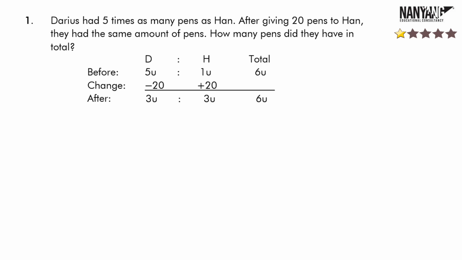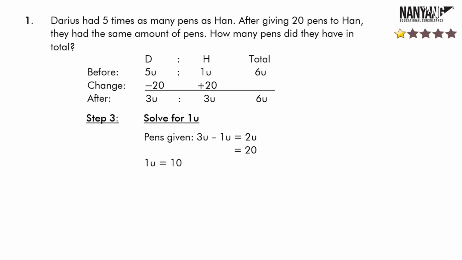Now with this new table, we can move on to step 3, which is to solve for 1 unit. Let's see the number of pens given, the change. We take 3 units minus 1 unit equals to 2 units. That's the change in Han's pens. And as the question tells us, that is 20. With that, we can find out that 1 unit equals to 20 divided by 2, 10.